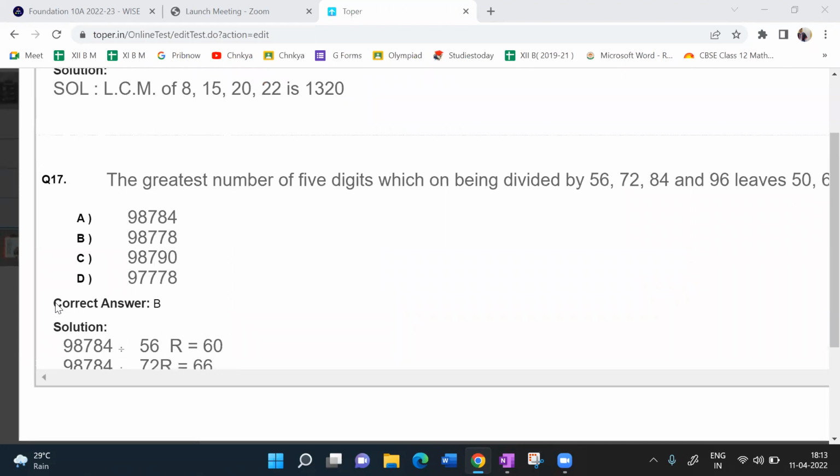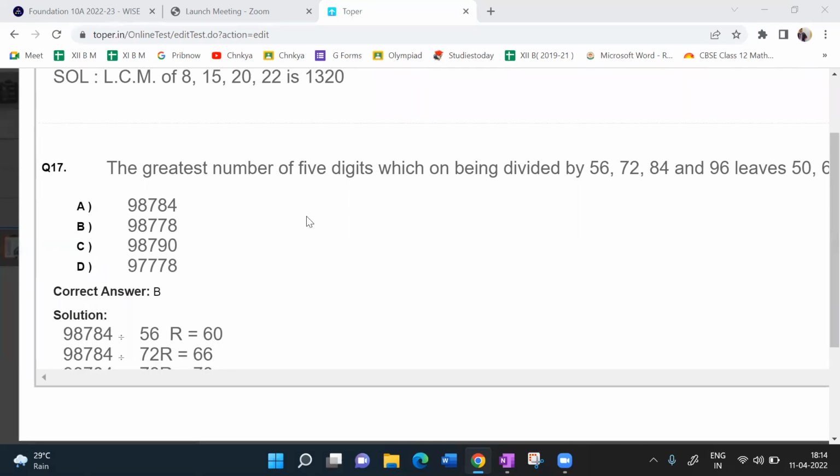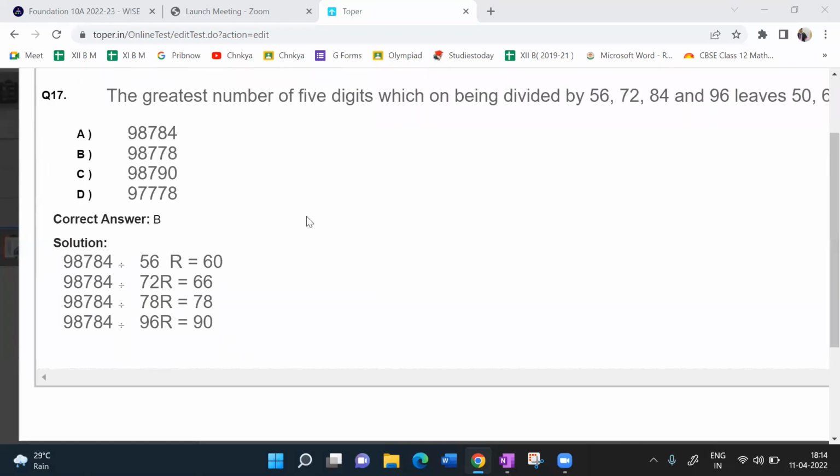First of all, the greatest 5-digit number is what? Five nines, 99,999. Correct? So you can write that as divisible by, as per the Euclid division lemma method, A is equal to BQ plus R. And you can find out. Many of you did it in different ways, and Pranav has explained his way.